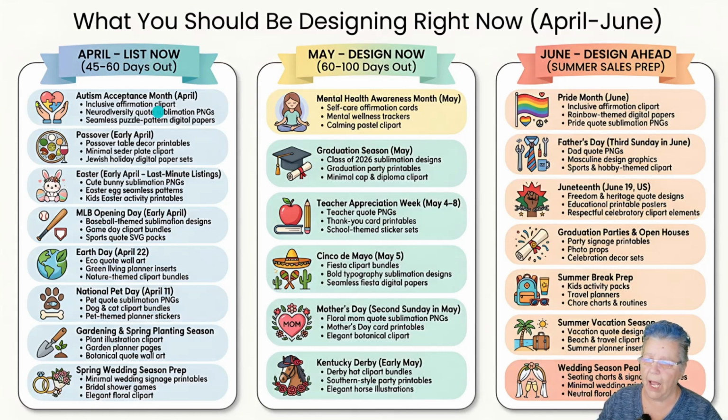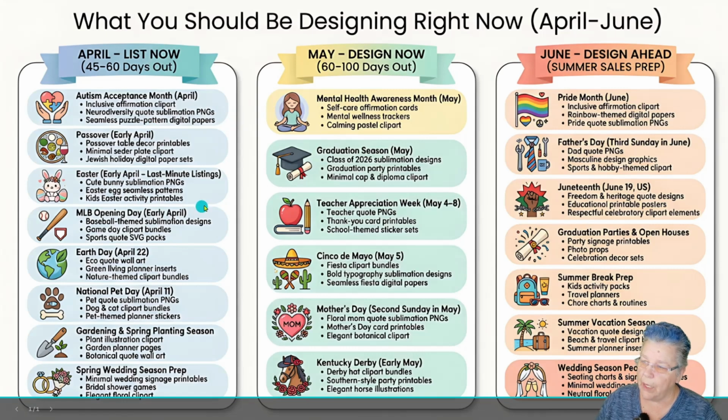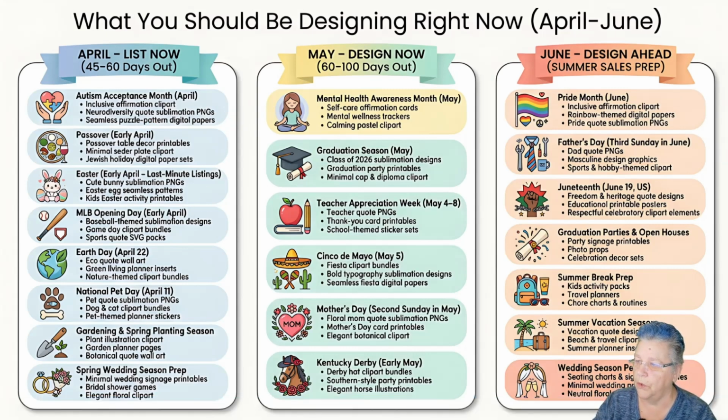So I have this graphic and I have it set up in 3 months for April, May, and June, because those are the 3 months we should be concentrating on right now. So for April, really most of your April designs should be listed, or you should be very ready to list them any day now. You should be listing anything that falls in April. It should be in your Etsy shop or ready to go.